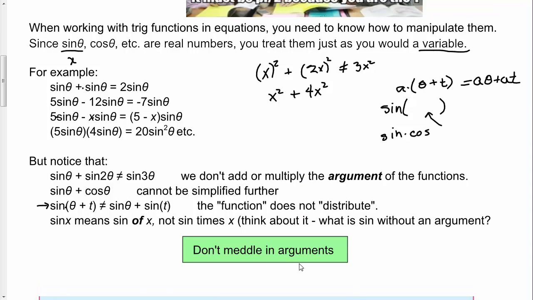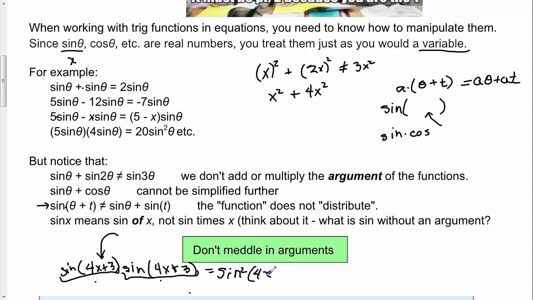Here's another example. We don't want to mess with the arguments. Suppose, for example, I take sine of 4x plus 3 and I multiply by the sine of 4x plus 3 again. What do I get? Well, the 4x plus 3 is all inside the argument. This is what's going into sine. What comes out is this thing. That's a number. This is that same number that comes out of there. We don't mess with this inside stuff. We get just the product of these two numbers, which is sine squared of 4x plus 3. And that's how we work with that kind of thing.